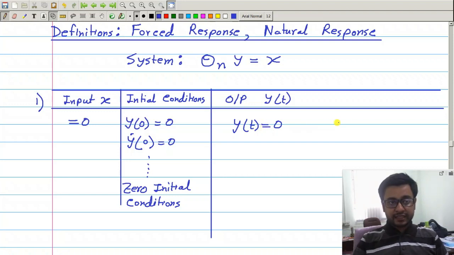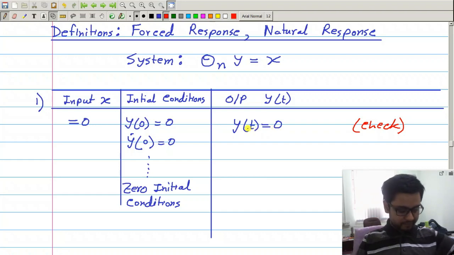You can check it for yourself by putting y equal to 0 here. The left hand side will be 0, right side is also 0, so that satisfies the system equation. That also satisfies all the initial conditions. So this is definitely the output without any ambiguity.